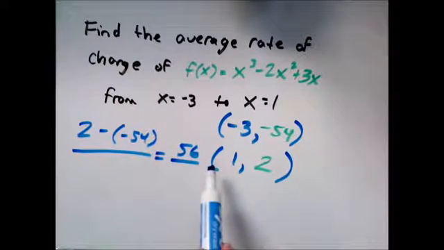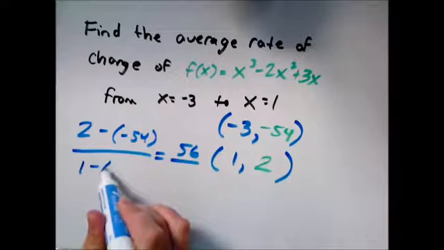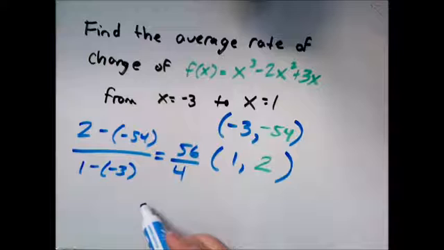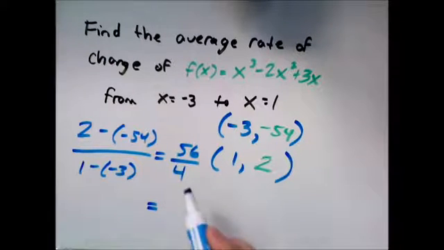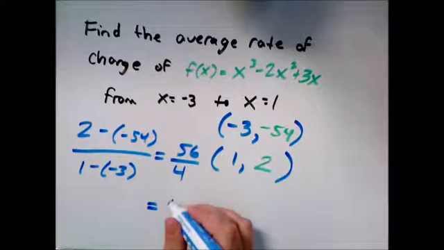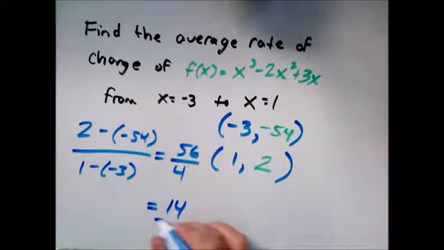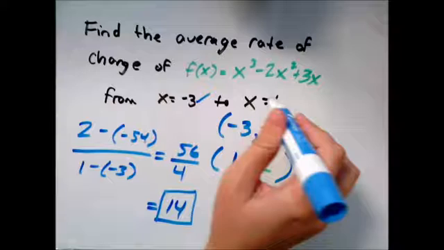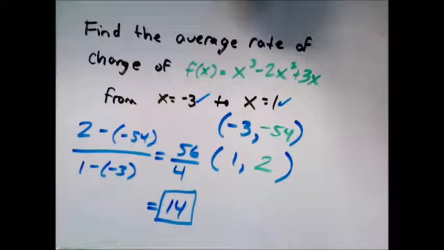And then here for the x's, we have to go in the same order. So 1 minus -3 makes this 4. And then see if it reduces as a fraction. Sometimes it will, sometimes it won't. But here, 4 goes into 56, looks like 14 times. So the average rate of change from this point to this point, so from this value to this value, is 14, or 14 over 1.